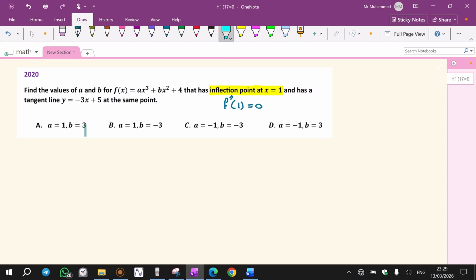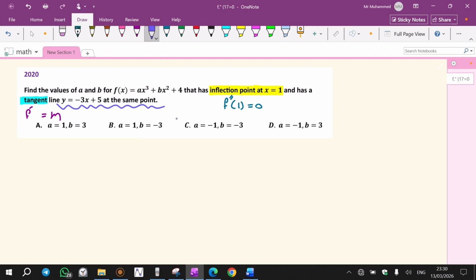Okay, another piece of knowledge is has tangent line. Okay, it's talking about tangent. Tangent is directly related to f prime and slope. Here, tangent line, y equal to negative 3x plus 5 at the same point.